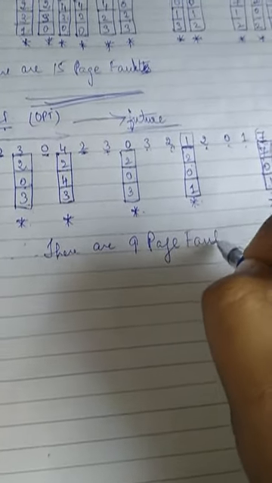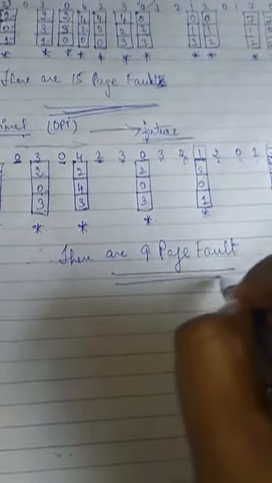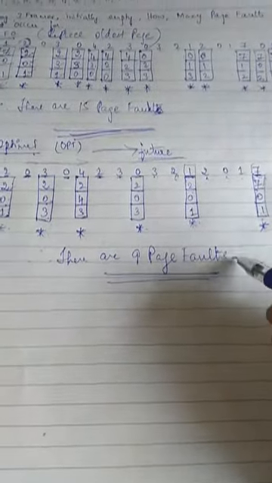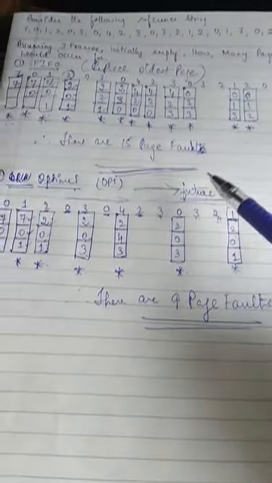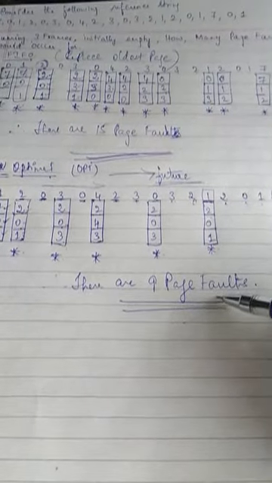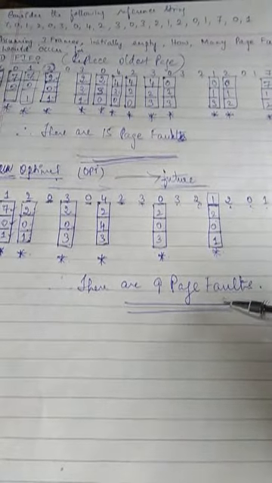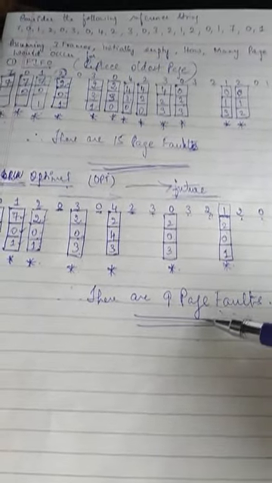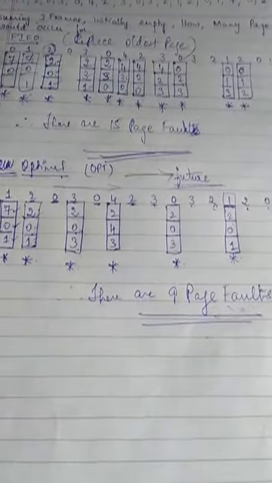So writing this statement is very important. Here the marks will be given to you. You can just compare FIFO and optimal, and see which is better. You have a smaller number of page faults in the optimal algorithm. Okay, so this is about your optimal page replacement algorithm.